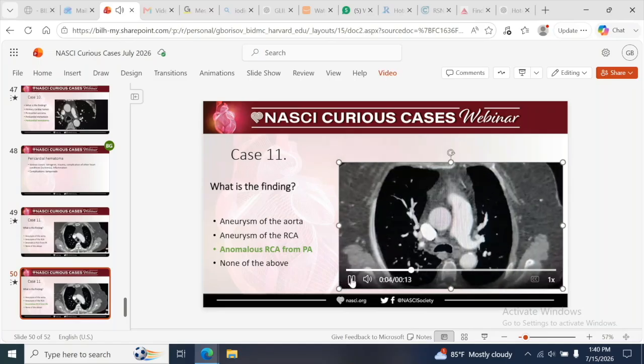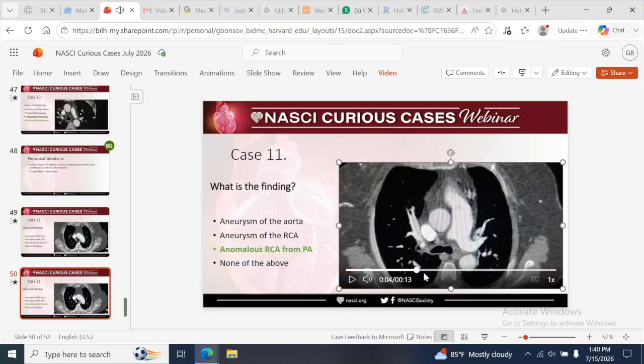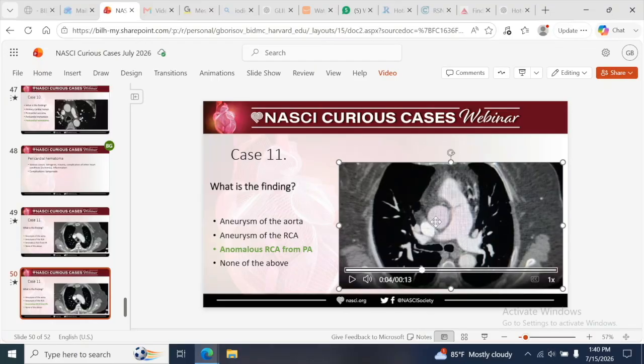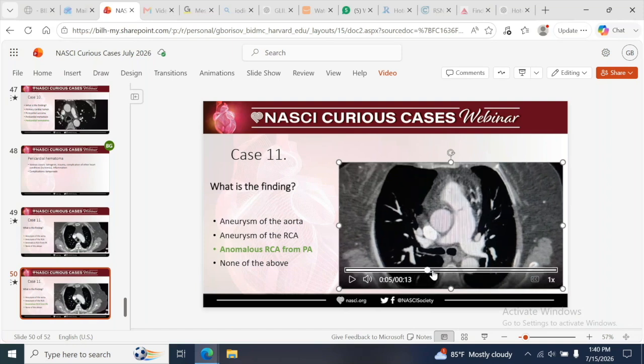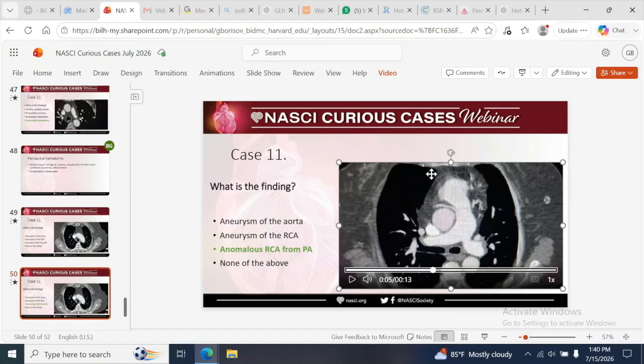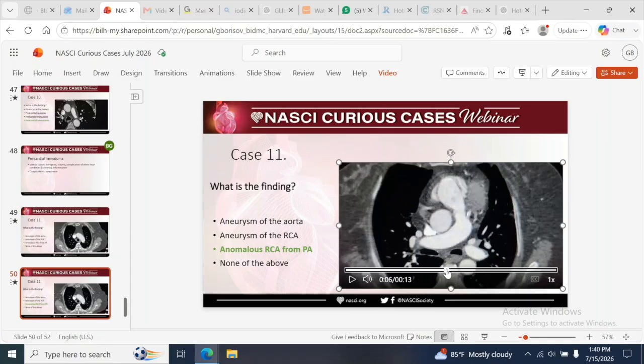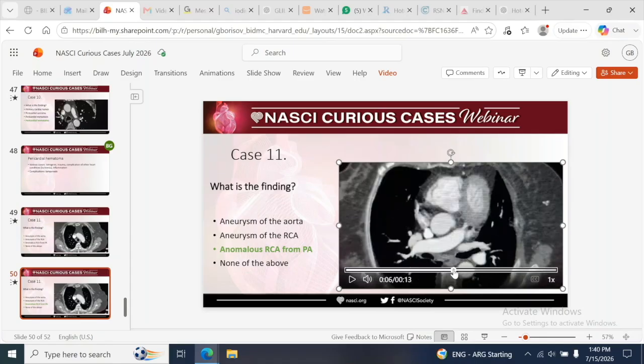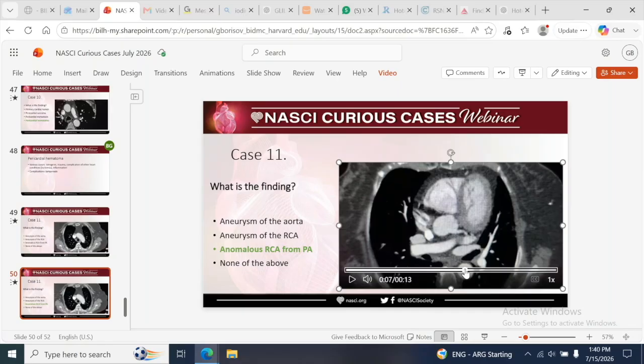So this is the pulmonary artery. And you can see that if I progress a little bit, this vessel comes from the RCA. And you can see that it's this one right here. So it comes from the main pulmonary artery, and it courses in this way. It takes the same course as the regular RCA, but it's just the origin that is abnormal.